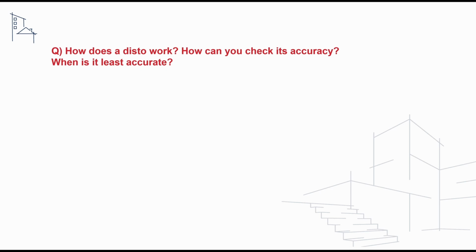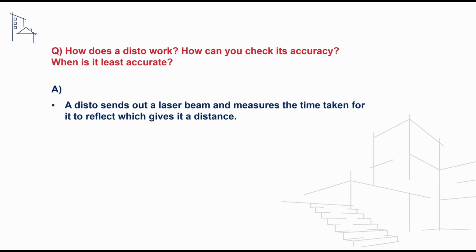And in this example, we may get asked a question on our understanding of how a Disto laser measure works and how we would go about checking whether this is accurate. To address this, we could first of all say that the Disto sends out a laser beam and measures the time taken for it to reflect, which then generates a distance.